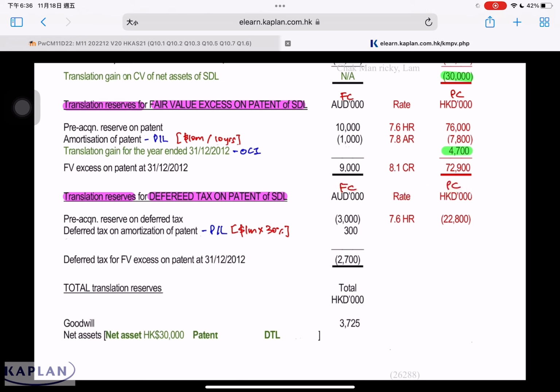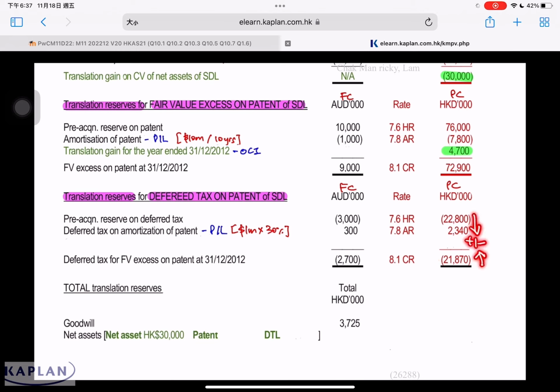We must translate from functional currency to presentation currency. This tax is a tax adjustment to the income expenses. This will be translated using the average rate. The deferred tax liability at the year end will be translated using the closing rate. Applying the exchange rate, the average rate for the year is equal to 7.8. The closing rate at the year end is equal to 8.1. 300 multiplied by 7.8 equals 2,340. The closing deferred tax liability is 2,007 multiplied by 8.1. Deferred tax liability at the year end remaining is equal to 21,870.